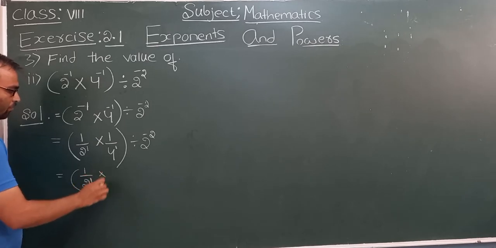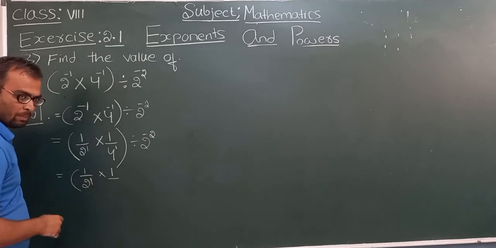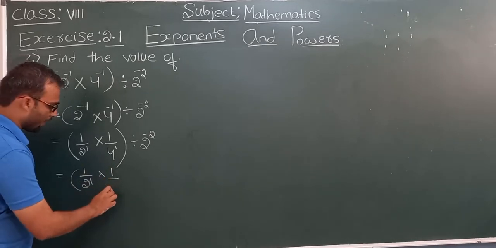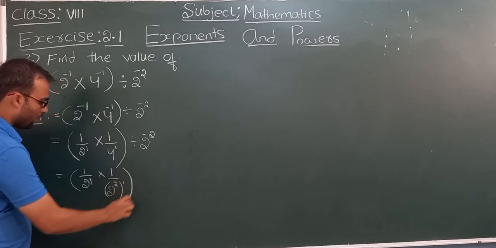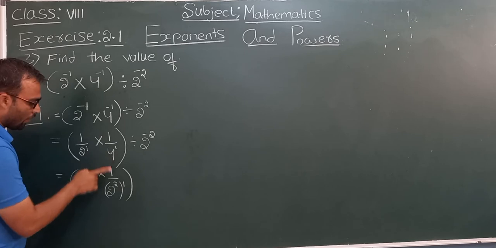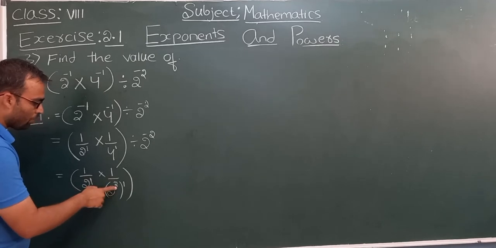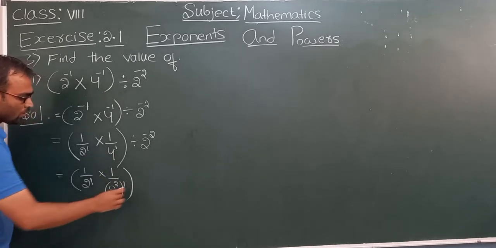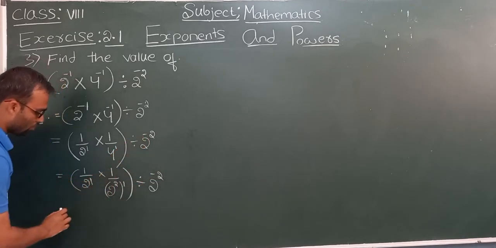So let it be. So this one is 1 by, as we have seen in the previous case, 4 can be written as 2 to the power 2. So I have written 4 as 2 to the power 2. Here 4 to the power 1 is there. So 4 is what? 2 to the power 2. So here 1 is as it is. So now divided by 2 to the power minus 2.